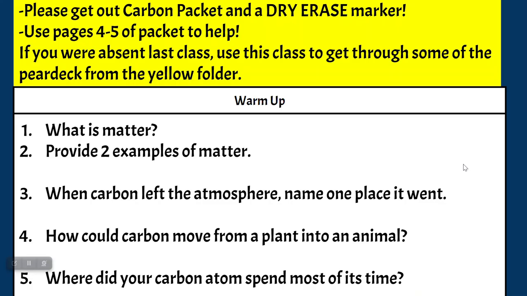Please make sure you have your Around and Around packet out and available, and you can use pages 4 and 5 of your packet to help answer these questions. If you were absent last class, make sure you use this class to try to get through some of the Pear Deck in that yellow folder.